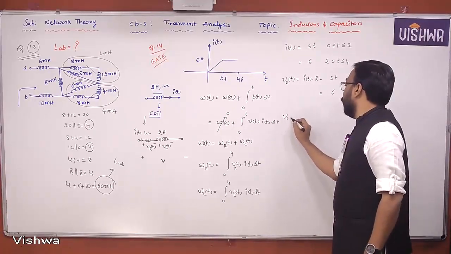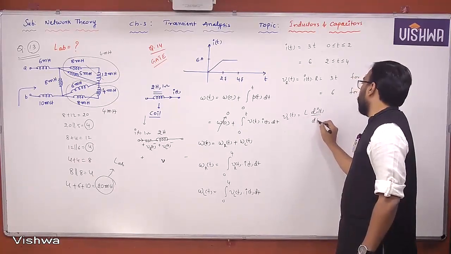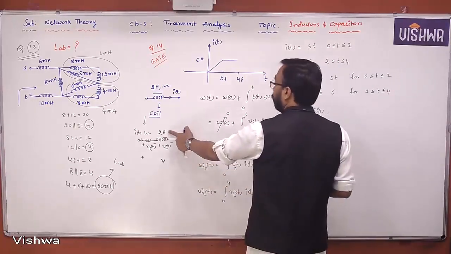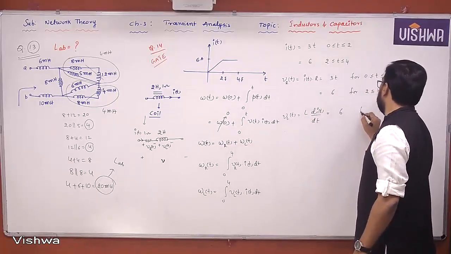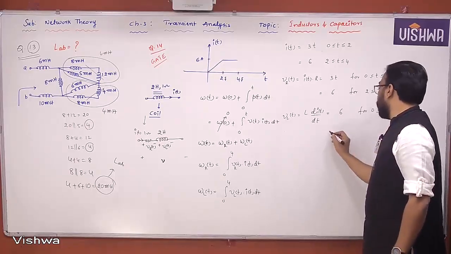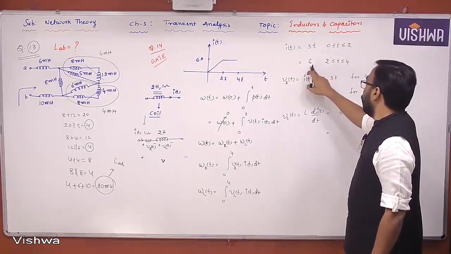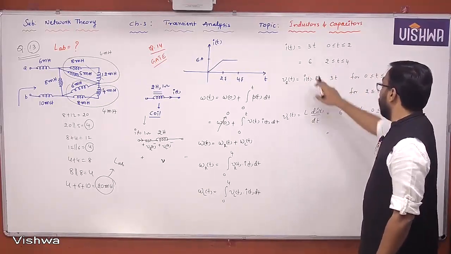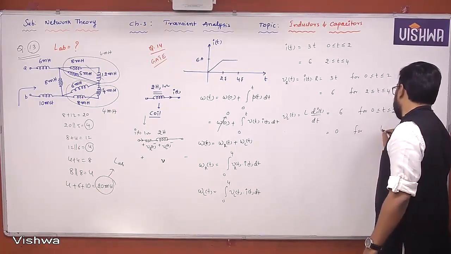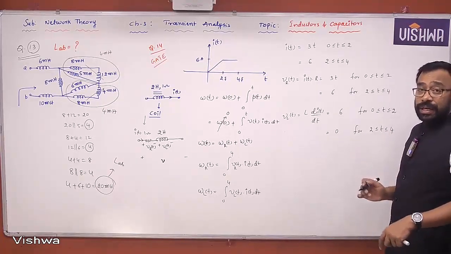Then VL of t is nothing but L d I of t by dt. What is d I of t by dt? It is nothing but 3. What is the L value? 2. So 2 into 3 is simply 6 for t between 0 to 2. Next, what is d I of t by dt for t between 2 and 4? When you differentiate this, it becomes 0. So 0 into something is again 0 for t between 2 to 4. Understand all of you? So this is how you can calculate.